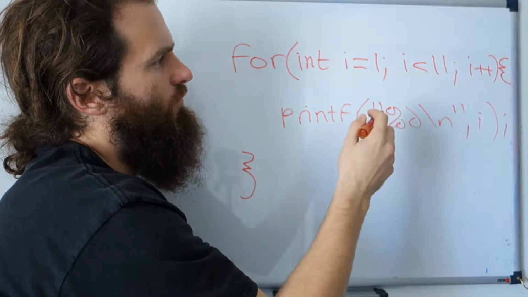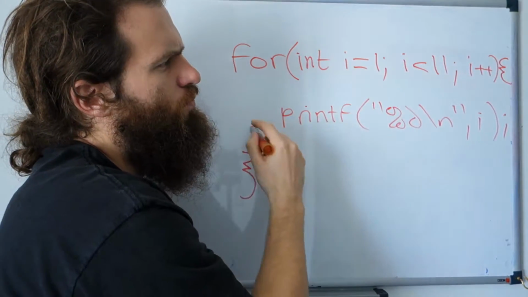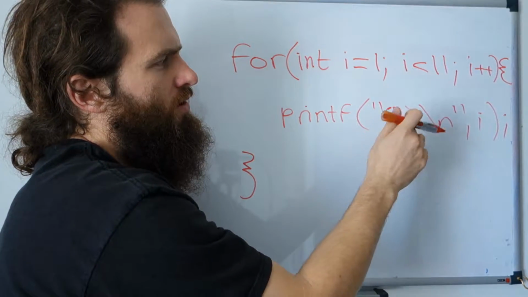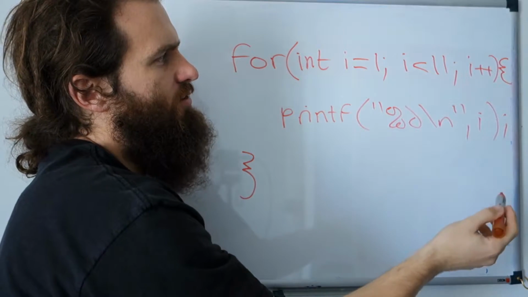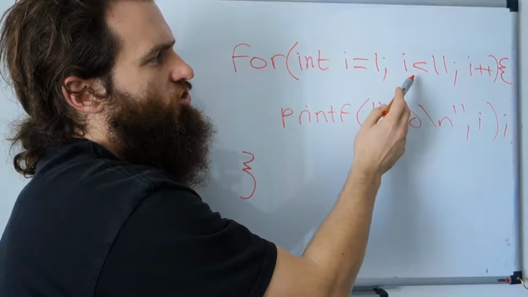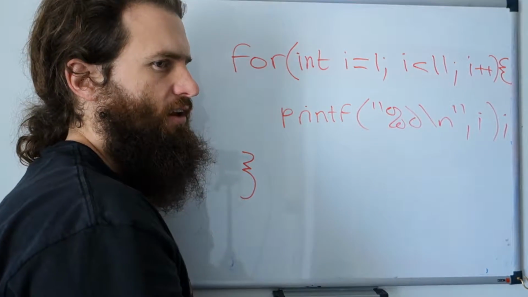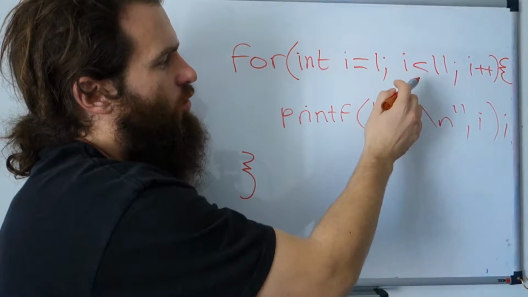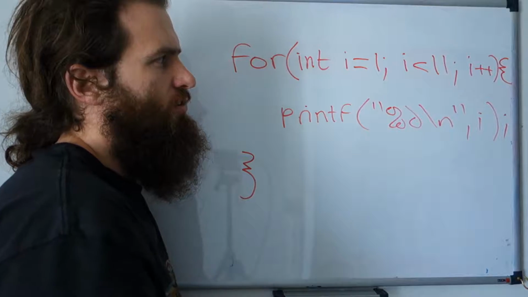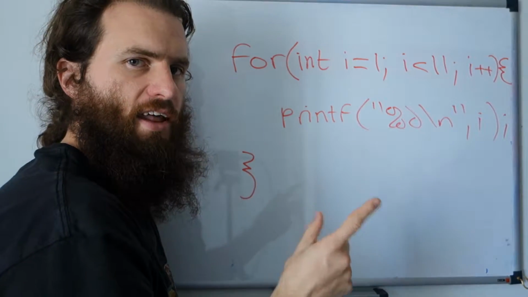This carries on until we've just printed out 10. We then go to the update statement and I becomes 11. We then check the condition, is I less than 11? And no, it's not, it's equal to 11. So the condition is now false and we exit the loop. So we printed out numbers 1 to 10.